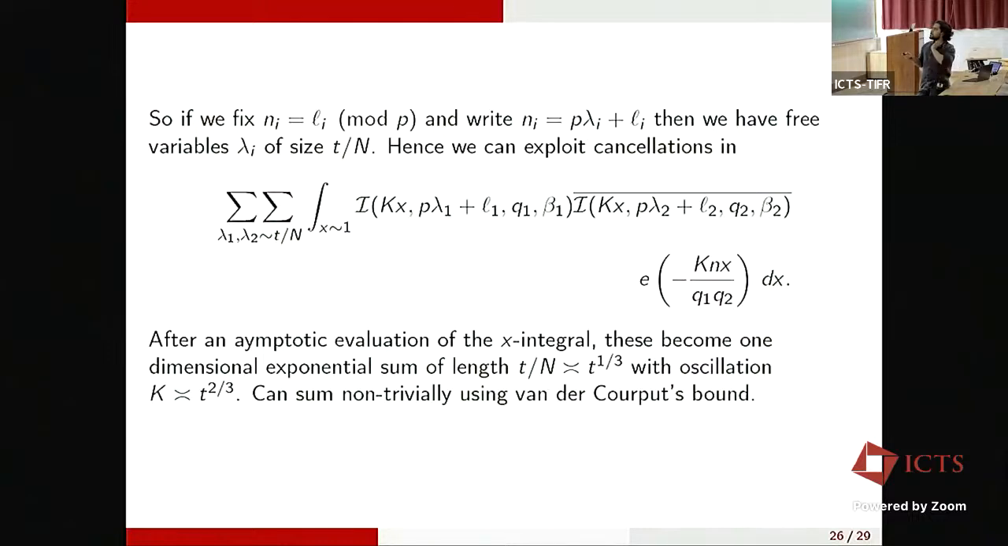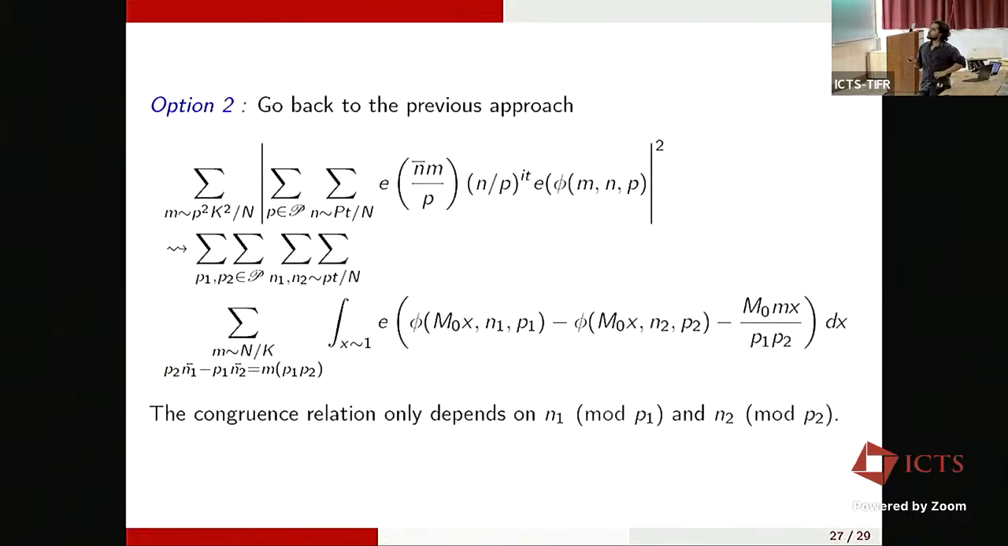But this would of course require that we have asymptotics for this integral. So there are complicated stationary phase analysis arguments which involve these new variables from the Diophantine approximation, beta_i's, q_i's. So this is a bit involved. The simpler way is to go back to the previous approach.